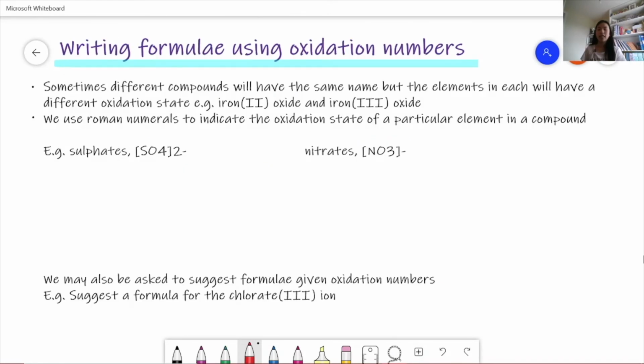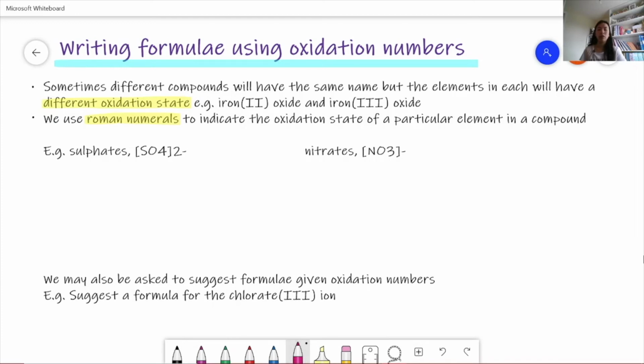Now we're going to look at writing formulae using oxidation numbers. So sometimes different compounds will have the same name, but the elements in each of these different compounds will have a different oxidation state. So for example, we could have iron(II) oxide and iron(III) oxide. They have the same name, but in iron(II) oxide, the iron has an oxidation number of +2, whereas the iron in iron(III) oxide would have an oxidation number of +3. And we use Roman numerals to indicate the oxidation state of a particular element in a compound.